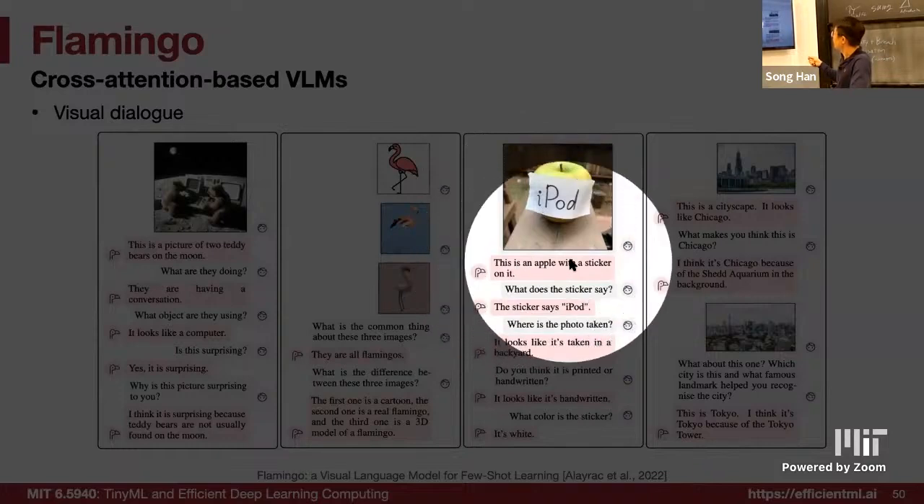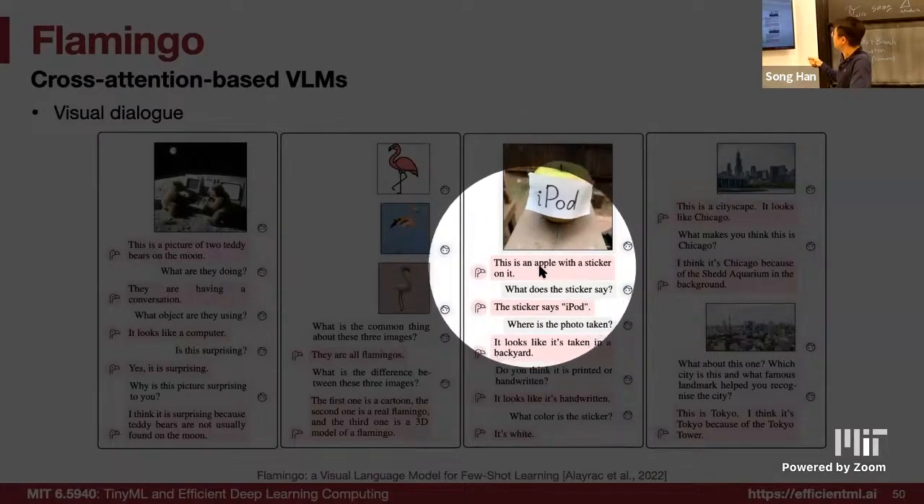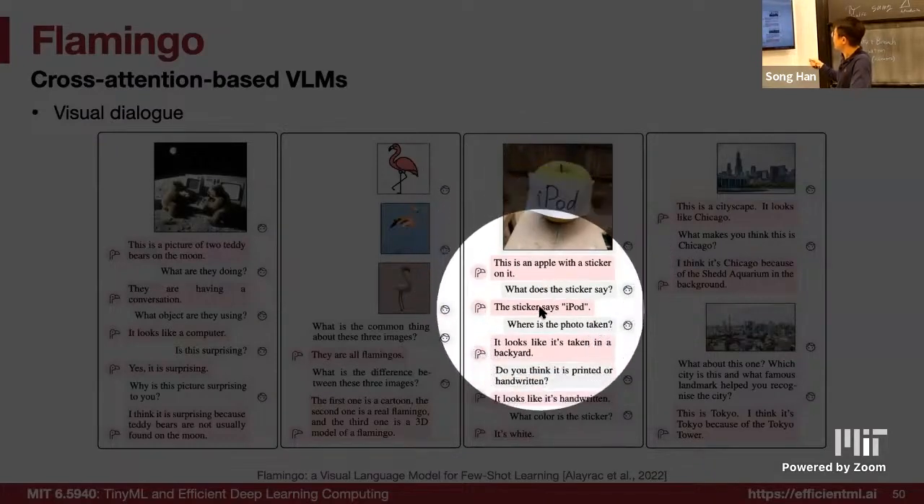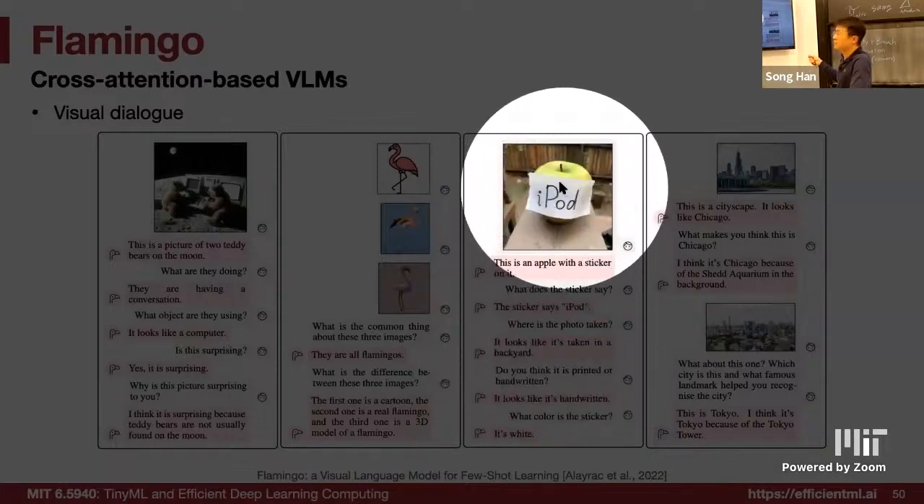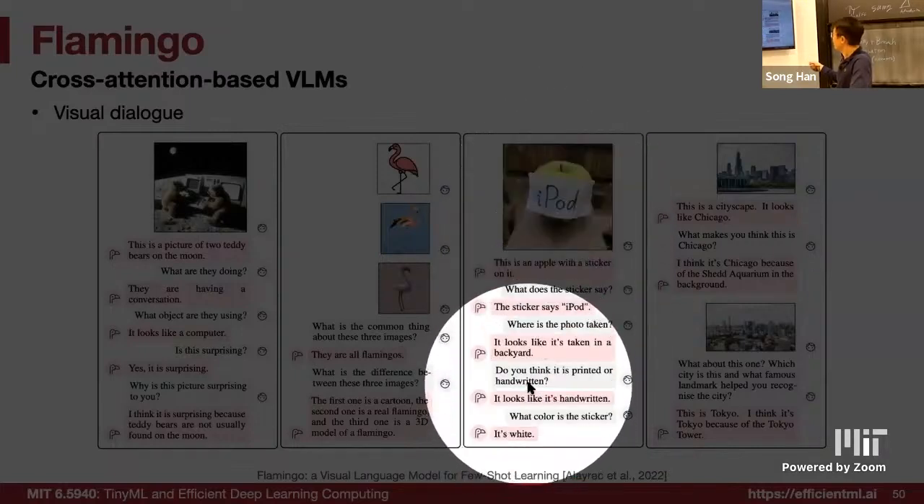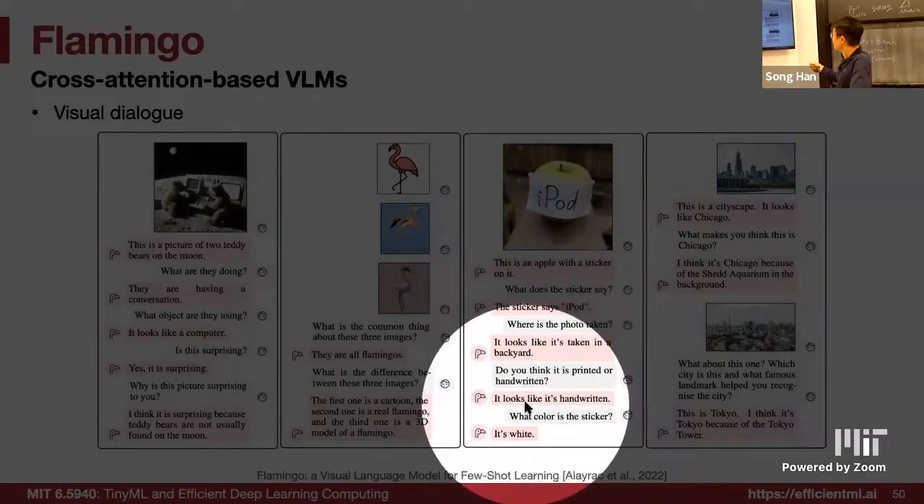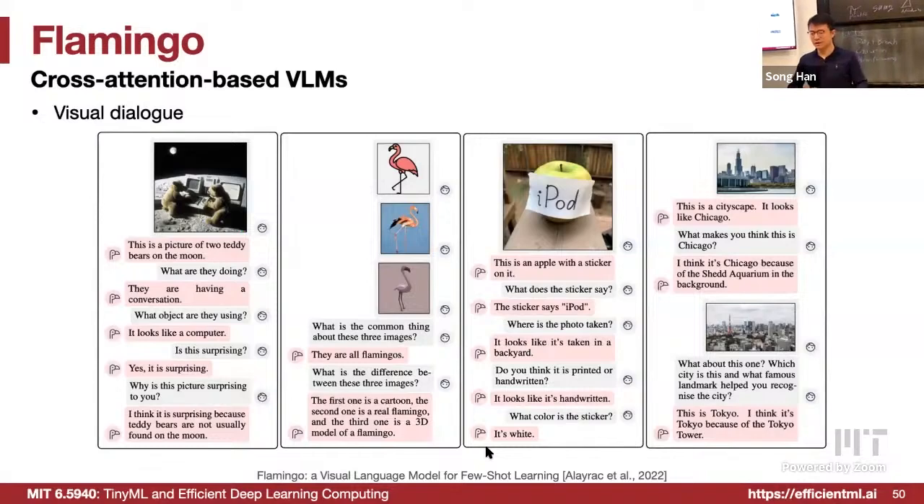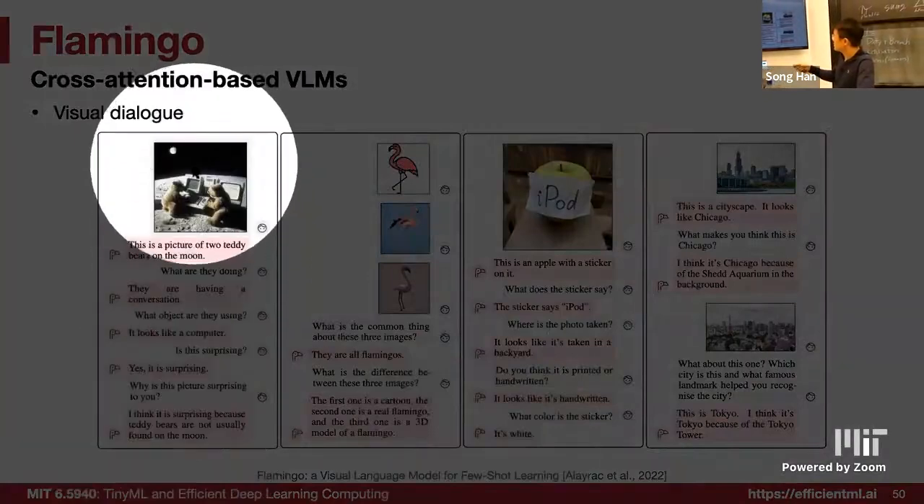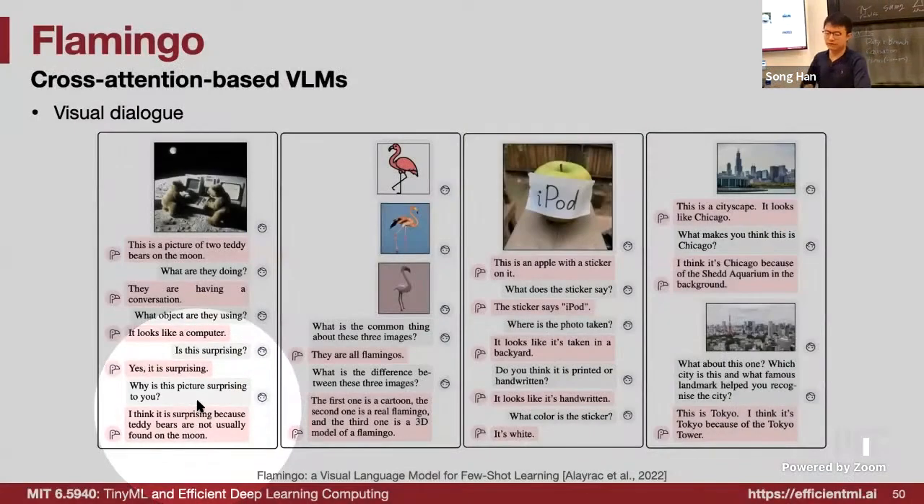Like this one, given this image, you can give a caption, explanation. This is an apple with a sticker on it. What does the sticker say? The sticker says iPod. Where is the photo taken? It looks like it's taken in a backyard. Indeed, it's the backyard. Do you think it's printed or handwritten? Looks like it's handwritten. What color is the sticker? It's white. So very complete and does a lot of reasoning. It can even tell what is surprising about this image, because teddy bears are not usually found on the moon.